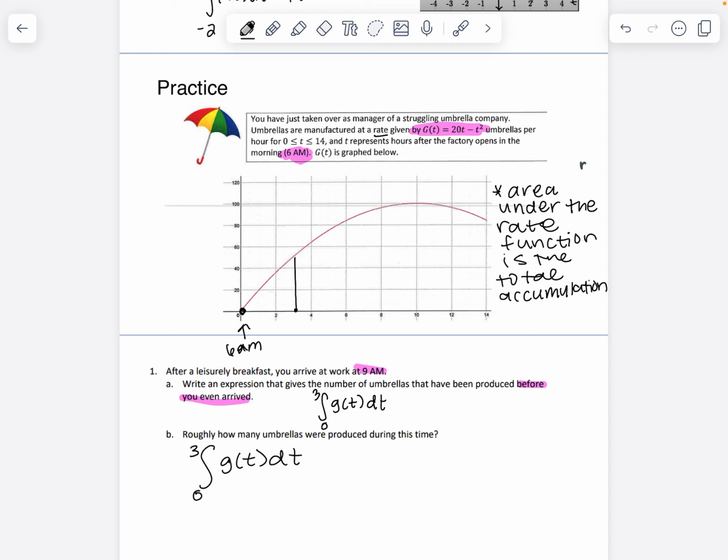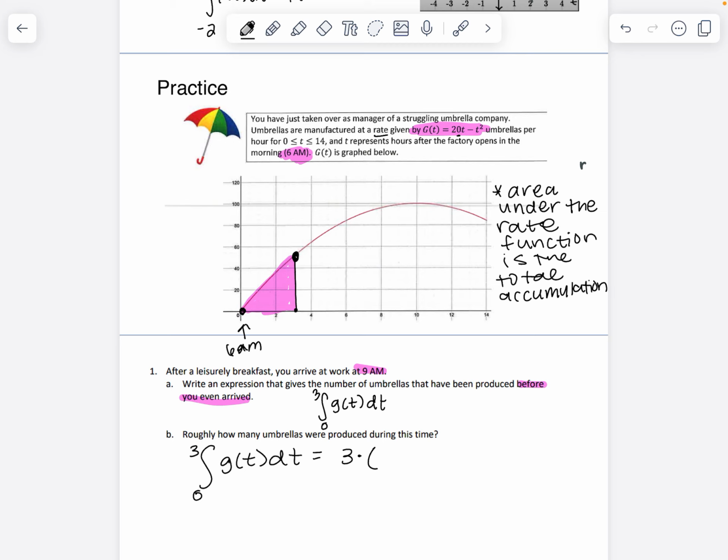And so since it doesn't specify which way we want to use, instead of using Riemann sums or anything, I'm just going to use the triangle formula right here. So it's going to be base, which is 3, times the height. I don't know exactly where this hits from estimating it, but remember I have an equation here. My equation that represents this curve is G of t equals 20t minus t squared. And I'm just going to plug in 3 to that equation.